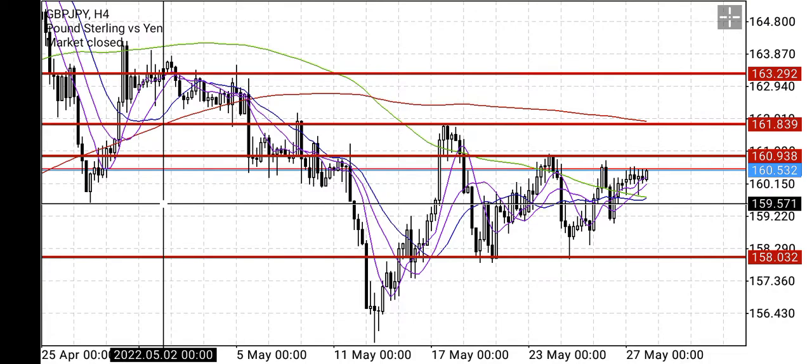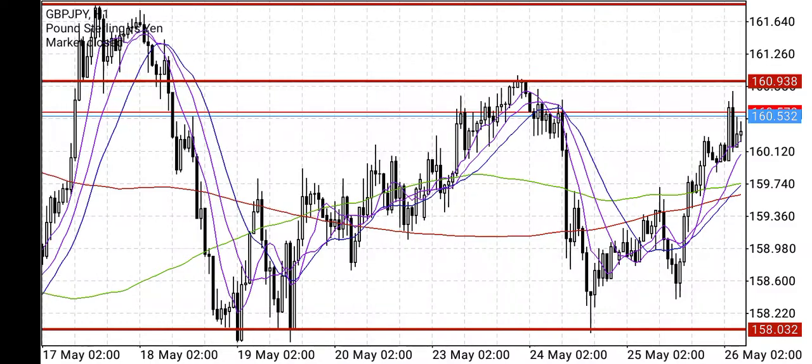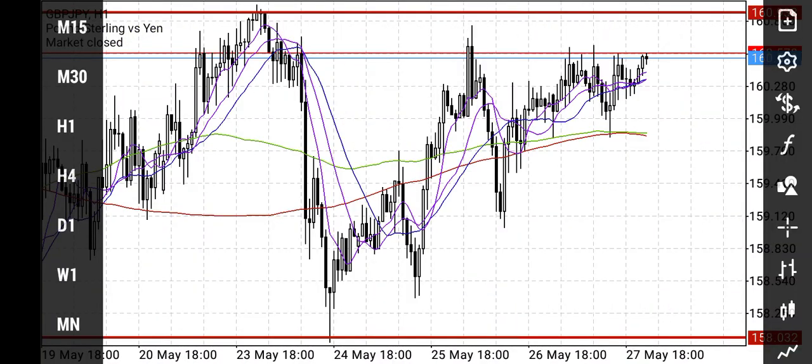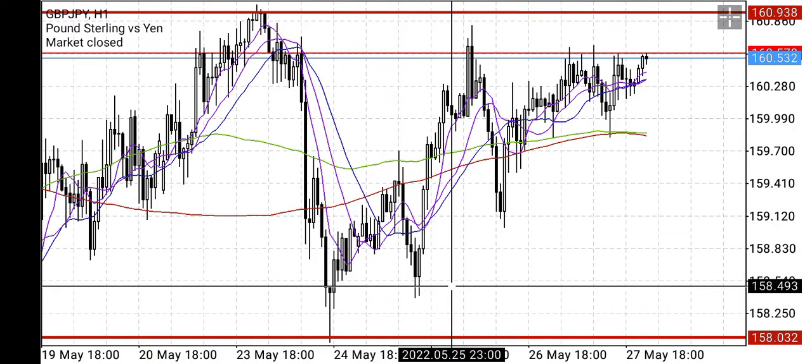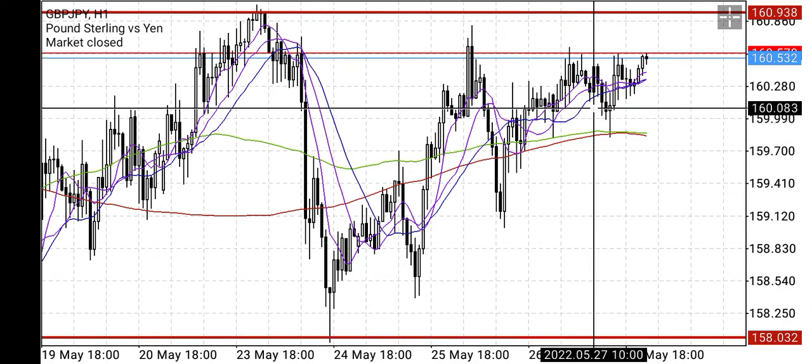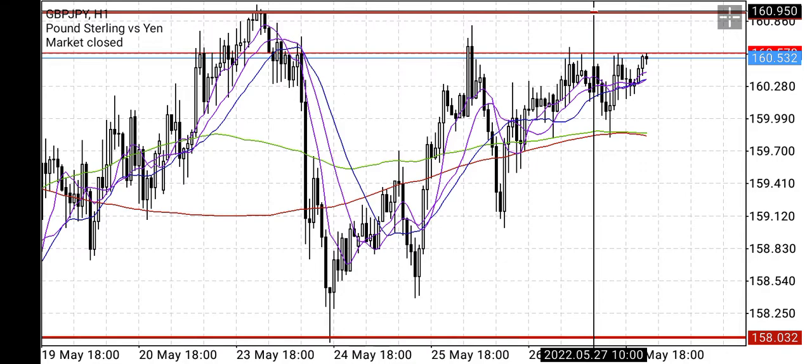So let me switch to maybe the H1 time frame. So as you can see, this is what's going on currently. Like I said, you're going to have to wait for price to close either below this level or above this level before you enter a trade position on GBPJPY.